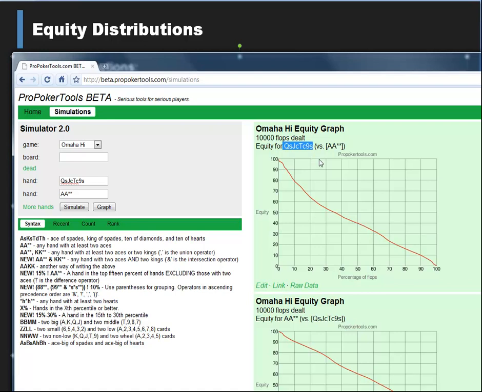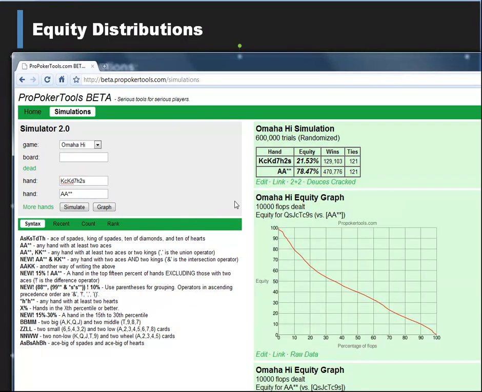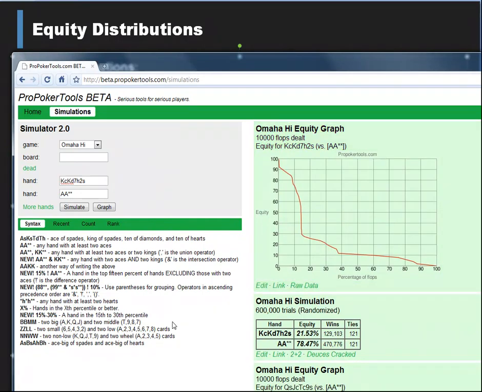Okay, let's look at the Rainbow Kings example. All right, so first of all, it shouldn't surprise you that this hand doesn't have very good equity against aces, only about 20%. Basically it needs to flop a set or make a set by the river. It also has a much different looking distribution graph.